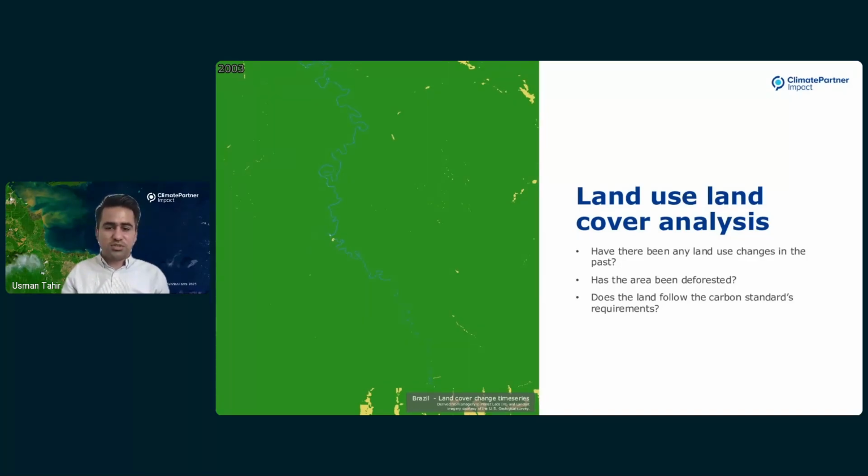So this includes the historical land use assessment. In the previous one, we just did to see what is existing, what is the current land use of the project area. But now here we did the historical land use land cover assessment, that is way back in time, from 2003 to 2023, that we will see in the other images.